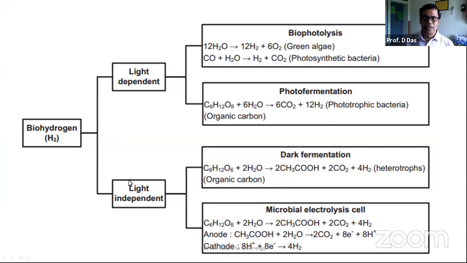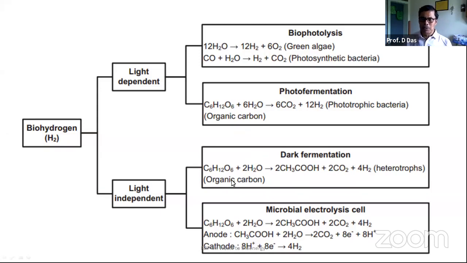You can see that in the case of the light dependent process, biophotolysis, I told you it is a water molecule that is dissociated into hydrogen and oxygen, and this oxygen will cause an inhibitory effect on the iron hydrogenase enzyme. And this is the reaction: carbon monoxide, in the presence of water, produces hydrogen and carbon dioxide. And for the fermentation process, I told you organic material can be converted to hydrogen. Again, we have the light penetration problem.